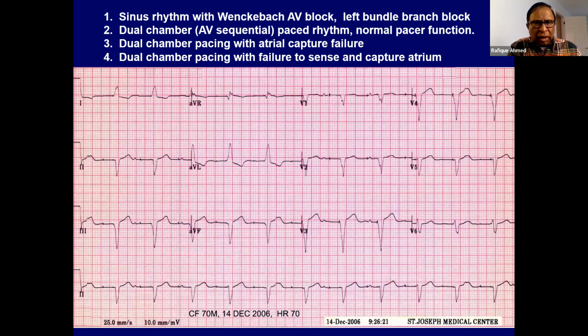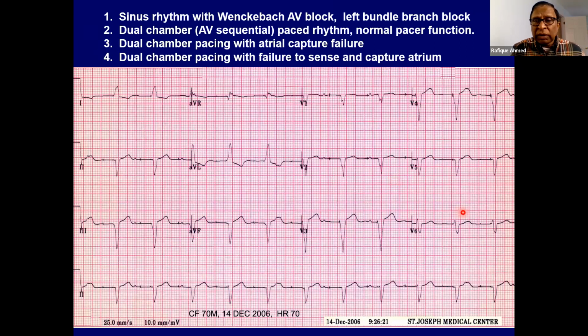Yeah. One person answered sinus rhythm with Wenckebach AV block, but if you look at the QRS complex, I put it just to make it confusing. There is no Wenckebach because there is no irregularity in the RR interval, number one. Number two, there is no dropped beat. So that's why it's wrong. Dual chamber pacemaker with normal pacemaker function is a possibility, but I'm going to come to that. And then dual chamber pacing with atrial failure to capture.